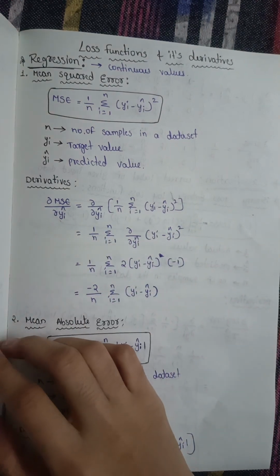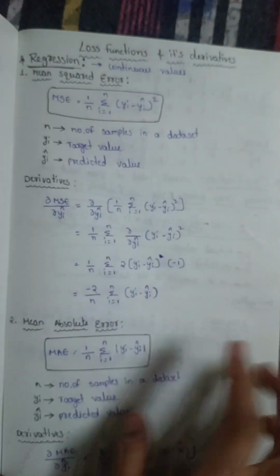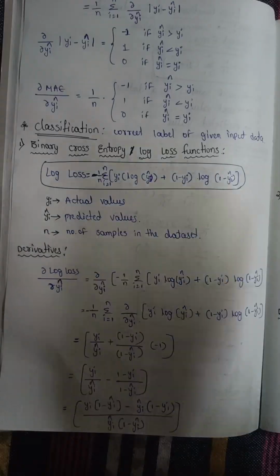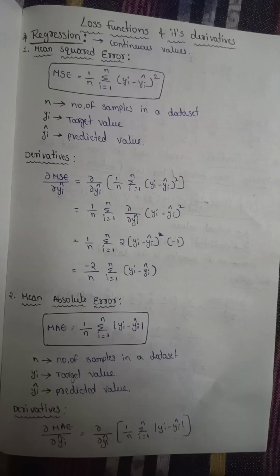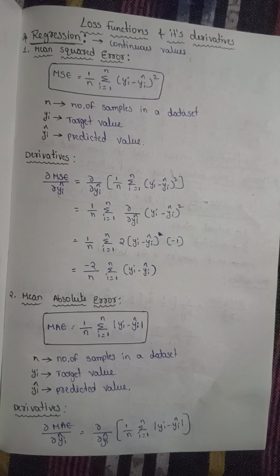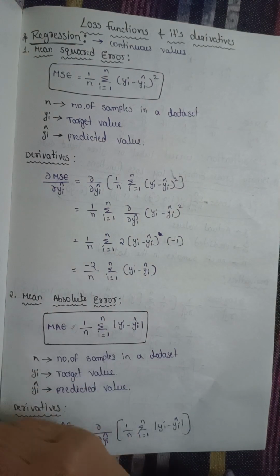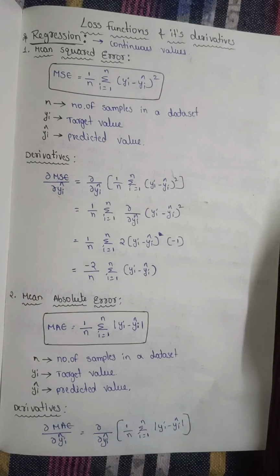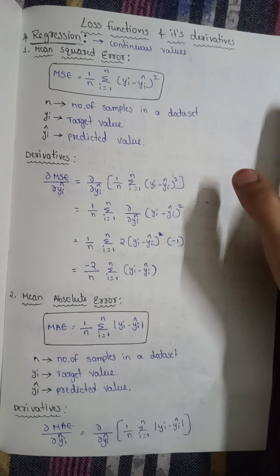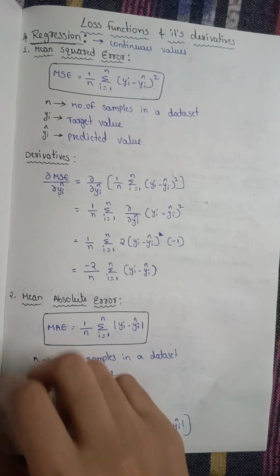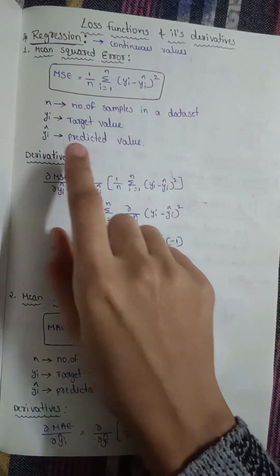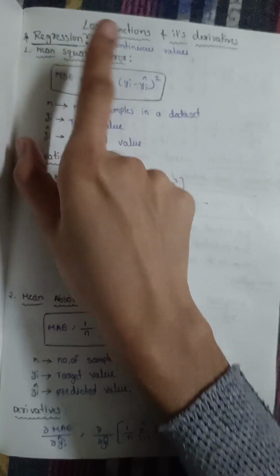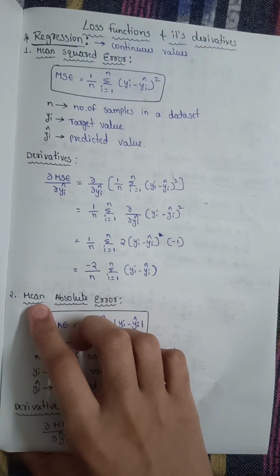It can be categorized into two types. One is regression and the other is classification. Regression is a supervised machine learning technique which is used to predict continuous values. It is also used to capture the relationship between independent and dependent variables. Here we have two loss functions for regression tasks: one is mean square error, and the other is mean absolute error.